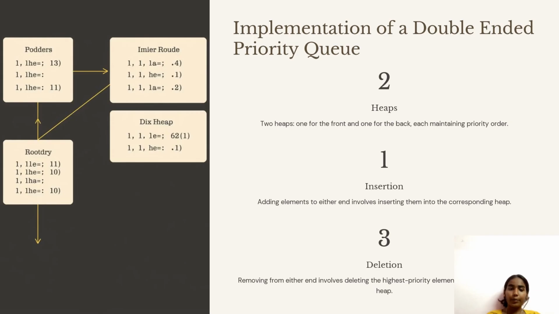Implementation of a double-ended priority queue. Two heaps, one for the front and one for the back, each maintaining priority order. Insertion: adding elements to either end involves inserting them into the corresponding heap. Deletion: removing from either end involves deleting the highest priority element from the corresponding heap.